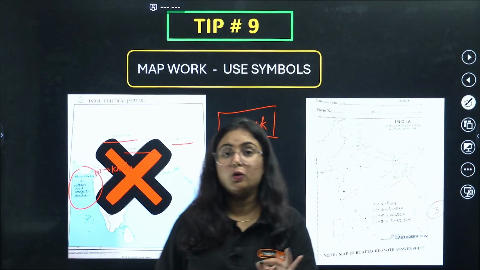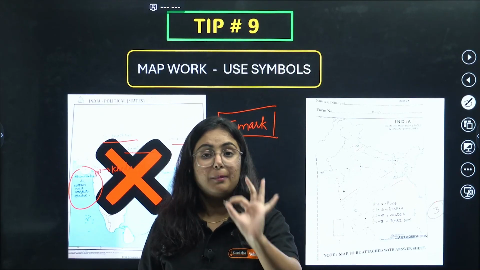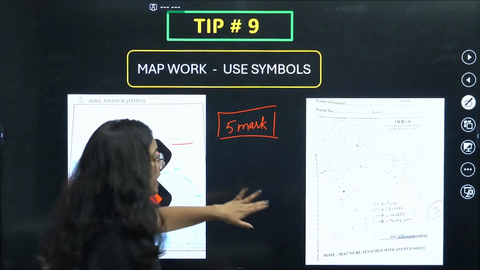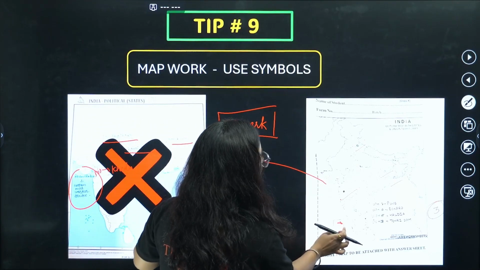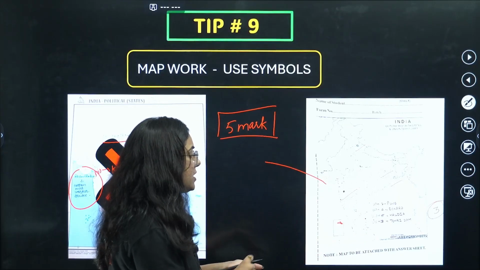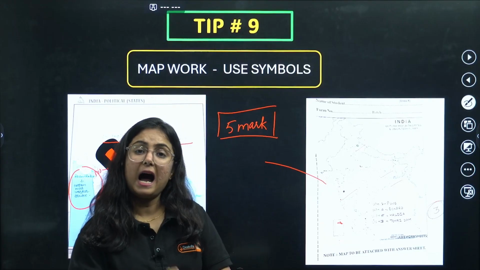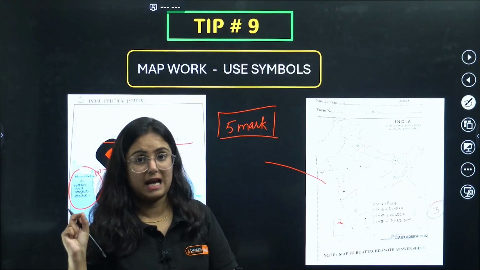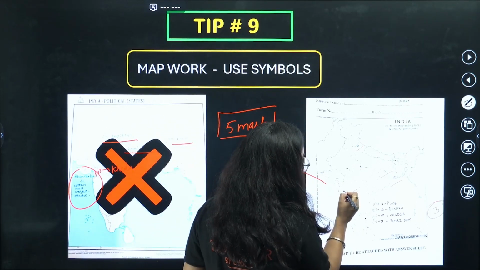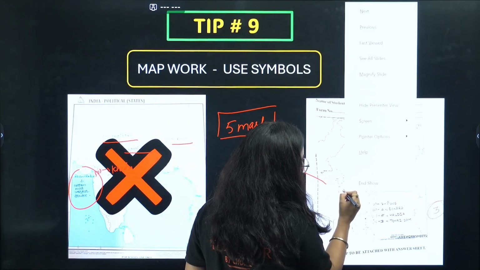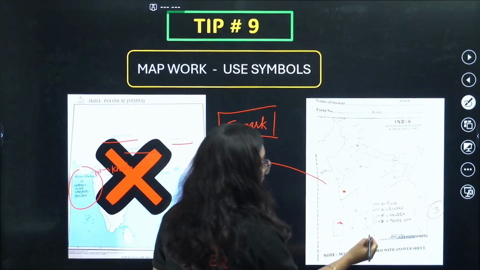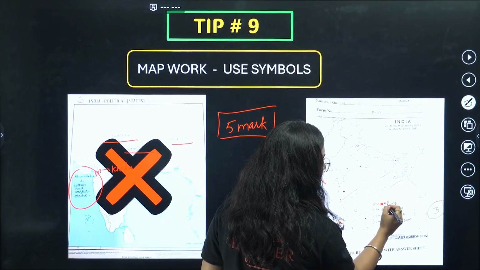Rather, what you need to do is use symbols in your map work. Beta, this needs to be followed in your exams. Use symbols like this, right? If it is not visible, I'm going to make it more visible. Look at what you need to do. For example, the first question here is to mark an IT park in Maharashtra. So now you need to mark Pune. What you can do is use a symbol like this. You have chosen to make a circle. Make a circle over here and write Pune.